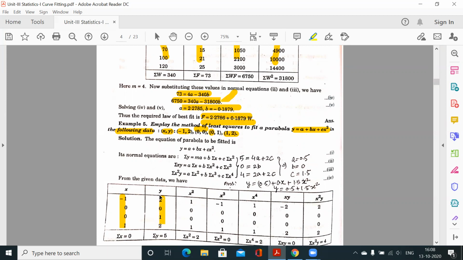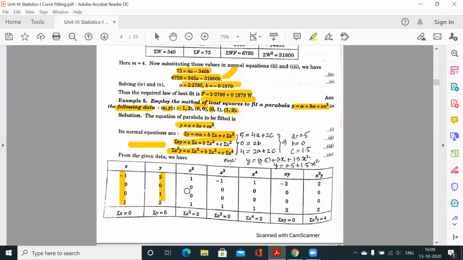Now the question is the same. You have to fit a parabola, for which you know the normal equations. These are three normal equations in case of a parabola, because we have three constants a, b, c. So simply you have to calculate all the summations: summation x cube, summation x square, summation x4, summation xy, summation x square y, summation y. So there you have all the summations. Now substitute these values, you will get these three normal equations.